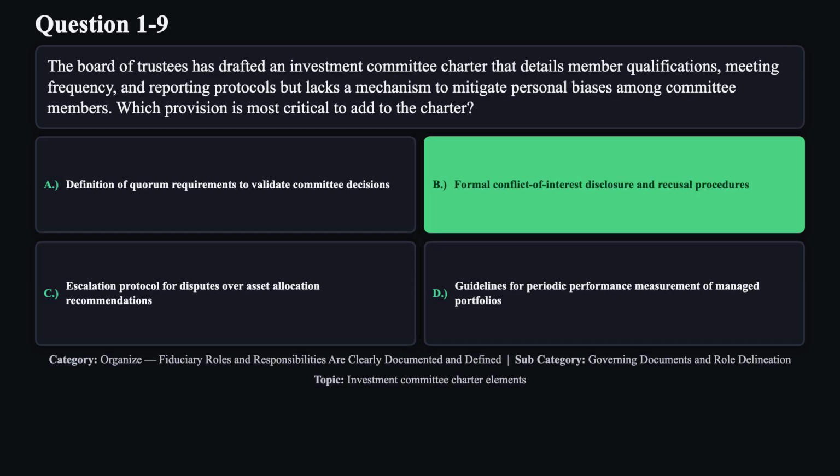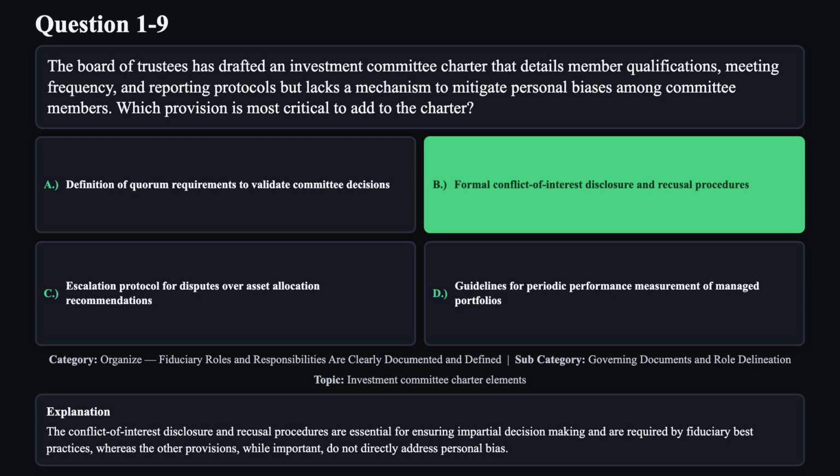The correct answer is B. The conflict of interest disclosure and recusal procedures are essential for ensuring impartial decision-making and are required by fiduciary best practices, whereas the other provisions, while important, do not directly address personal bias.